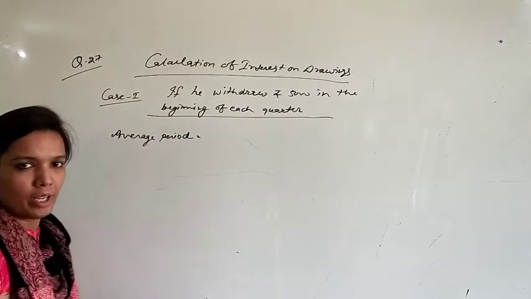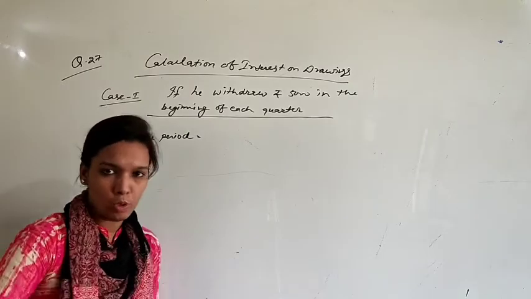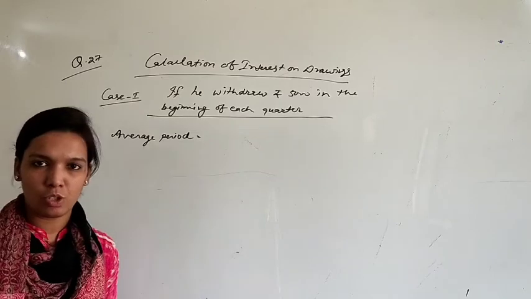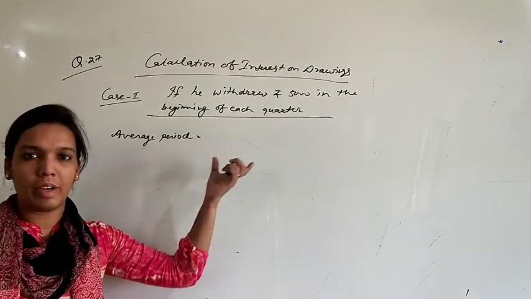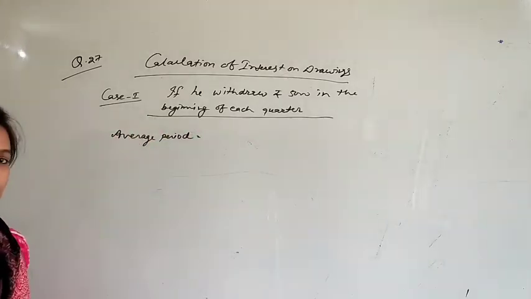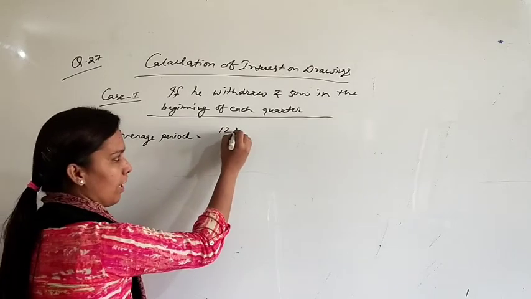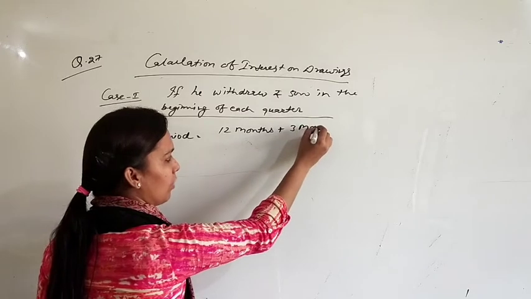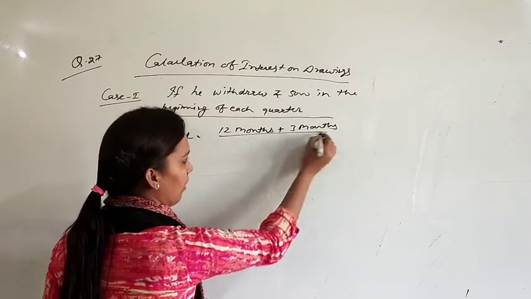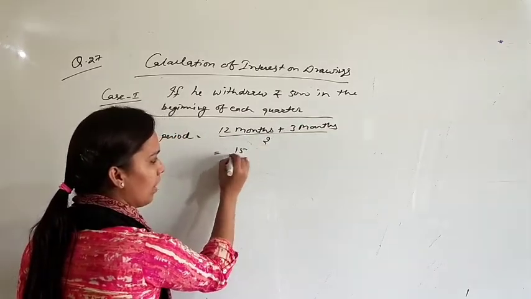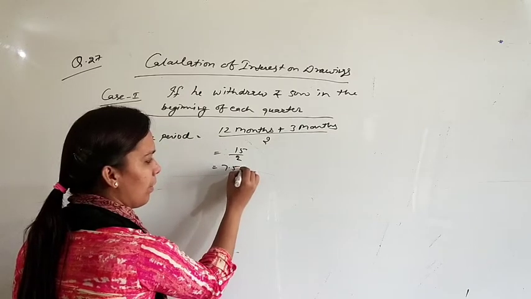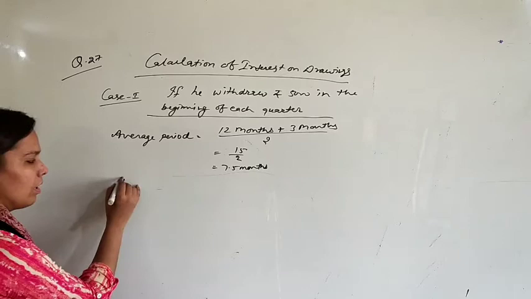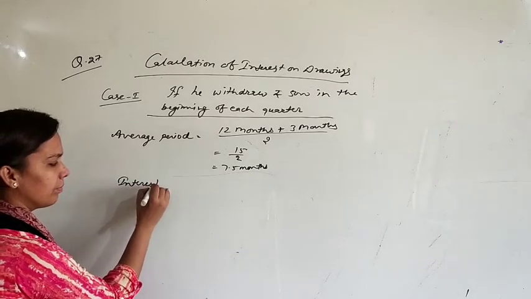I'm not writing the formula here easily now. I think you can also write average period. That is the formula: time left after first drawing plus time left after last drawing divided by 2. So in the beginning of each quarter, it means after first drawing you will have 12 months and after last drawing you will have 3 months. Divide by 2, it is 15 divided by 2, it means 7.5 months. This is the average period. Now find interest.